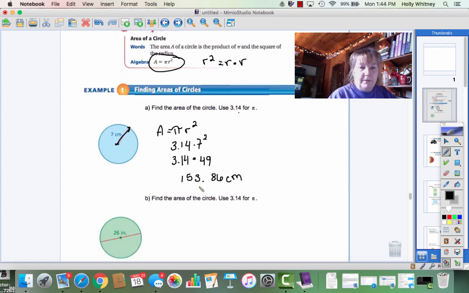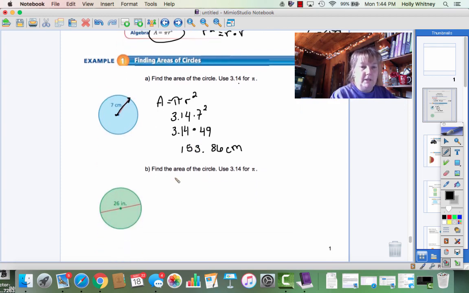Okay, let's try another one. We're going to find the area of this circle. But this 26 inches goes from one edge of the circle to the other edge, which means that it's its diameter. So if the diameter is equal to 26, the radius is half of that, or 13. So area is equal to pi times the radius squared.